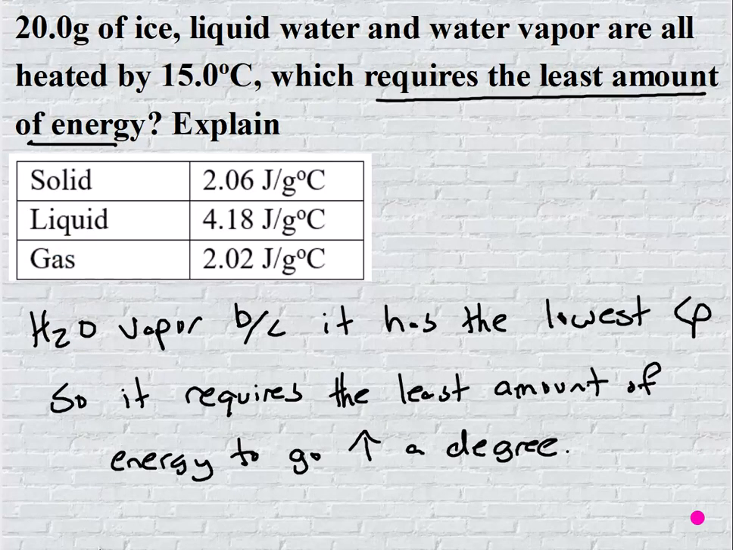If you said water vapor, you are correct because it's only requiring 2.02 joules to go up 1 degree, while liquid, for instance, would take 4.18 joules per gram to go up a degree. So over twice the amount liquid water takes to go up a degree. And then solid isn't much more than gas, but solid would require a little bit more than gas to go up a degree. And since we want the least amount, we want the one that would have the lowest CP.